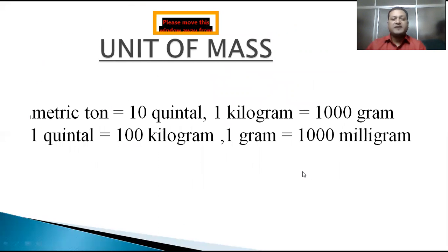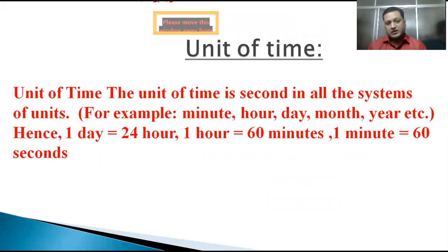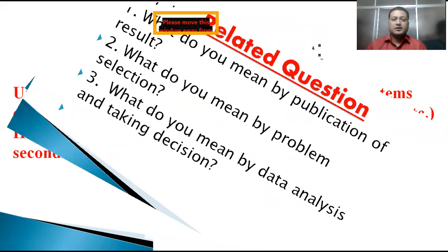So, unit of mass: 1 metric ton is 10 quintal, 1 kilogram is 1000 grams, 1 quintal is 100 kilograms, and 1 gram is 1000 milligrams. You remember these things. Unit of time: the unit of time is the second. In all time units, for example minute, hour, day, months, etc. So 1 day is 24 hours, 1 hour is 60 minutes, 1 minute is 60 seconds. You know these things very well.